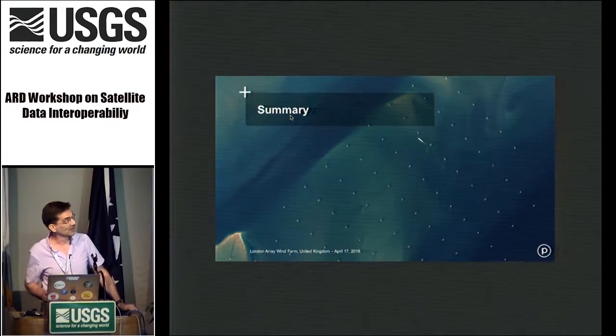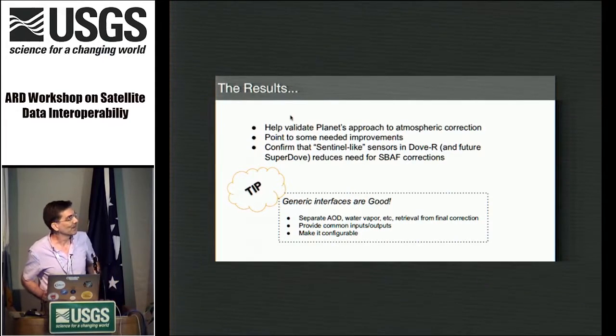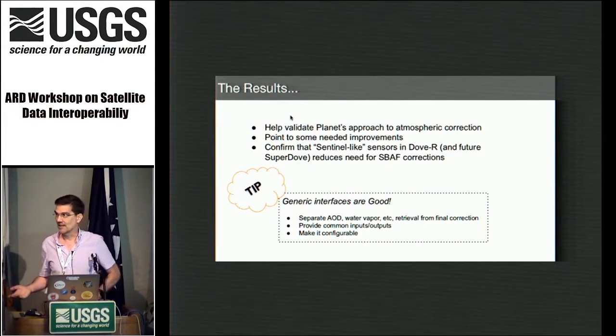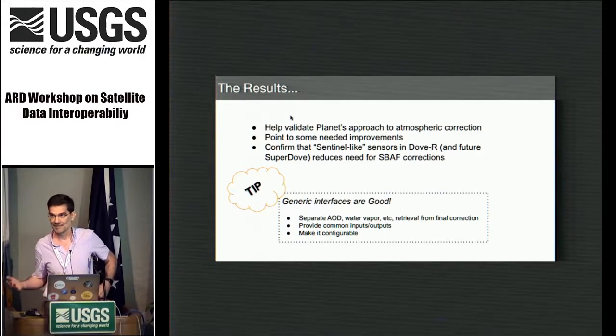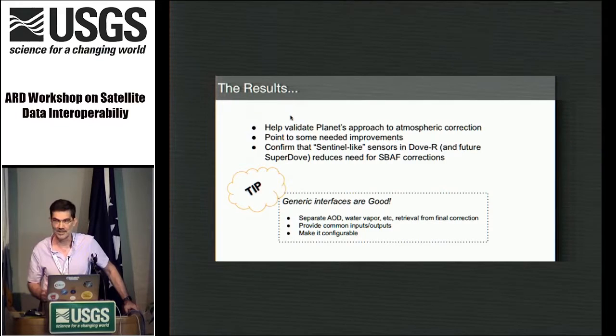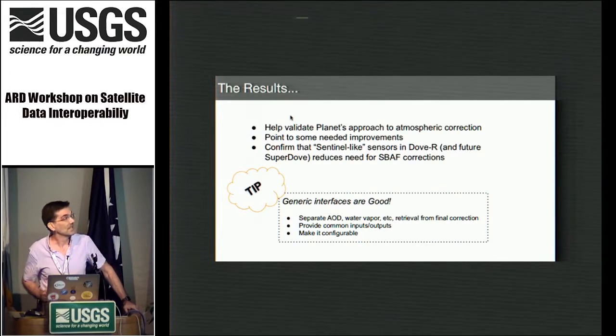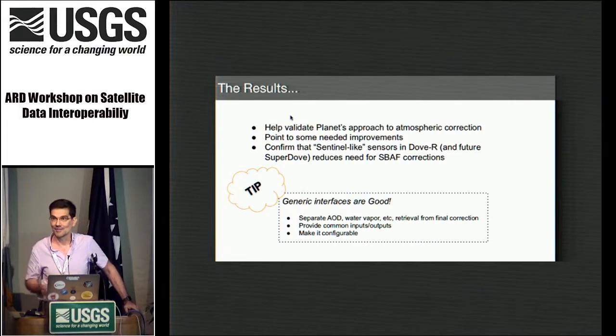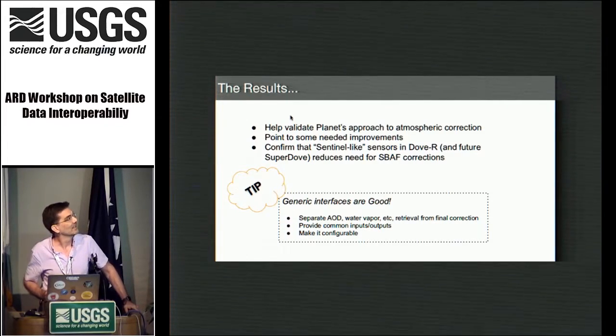And so, in summary, overall, I think going through this helped validate our approach to atmospheric correction, at least for now, for what we need and for the level of accuracy that we can expect. It definitely points to needed improvements. And I think it helps at least a little bit confirm that going to a spectral band response that is more similar to other satellites is going to help us out a lot.